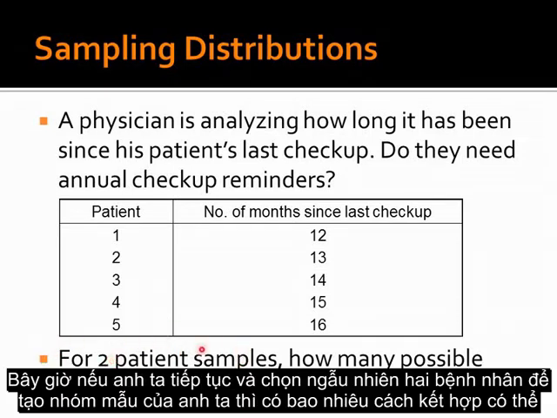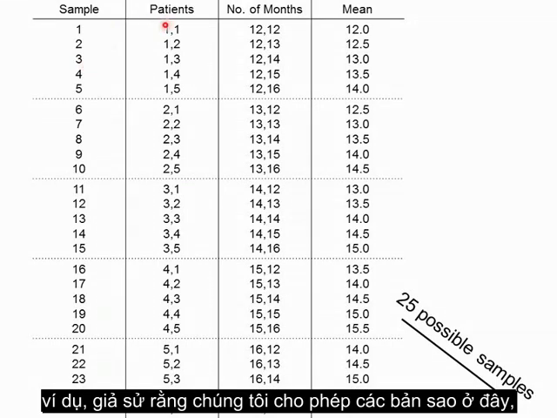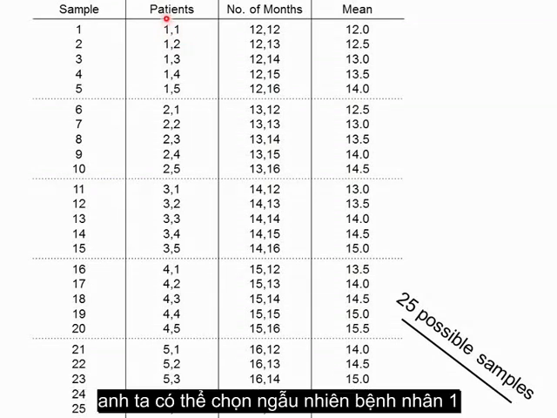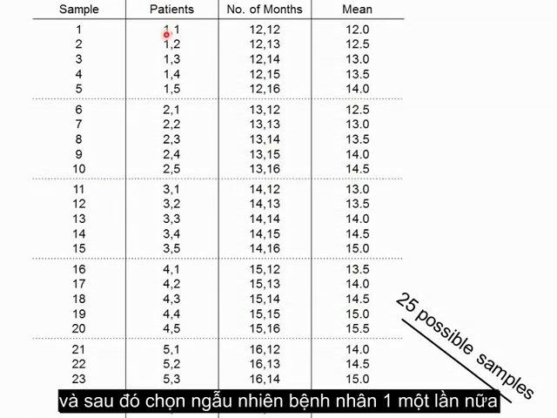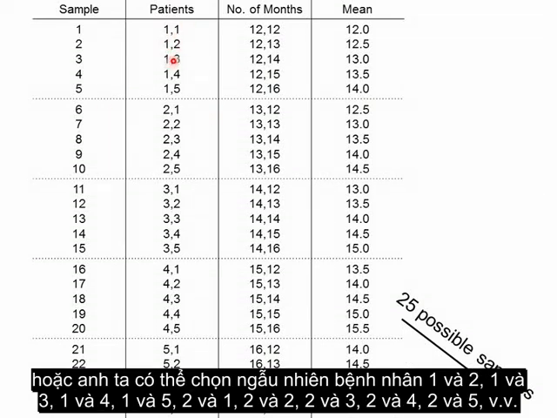Now, if he goes on and randomly picks 2 patients to create his sample group, how many possible combinations are there? You can easily calculate that out. For example, assuming that we allow for duplicates here, he could have randomly picked patient 1 and then randomly picked patient 1 again. Or he could have randomly picked patient 1 and 2, 1 and 3, 1 and 4, 1 and 5, 2 and 1, 2 and 2, 2 and 3, 2 and 4, 2 and 5, and so on and so forth.